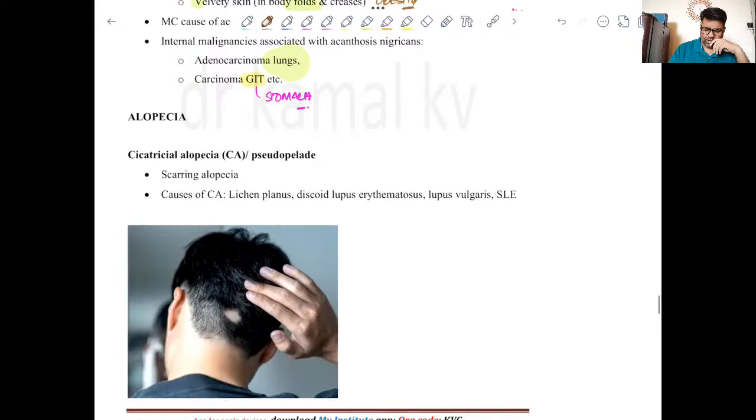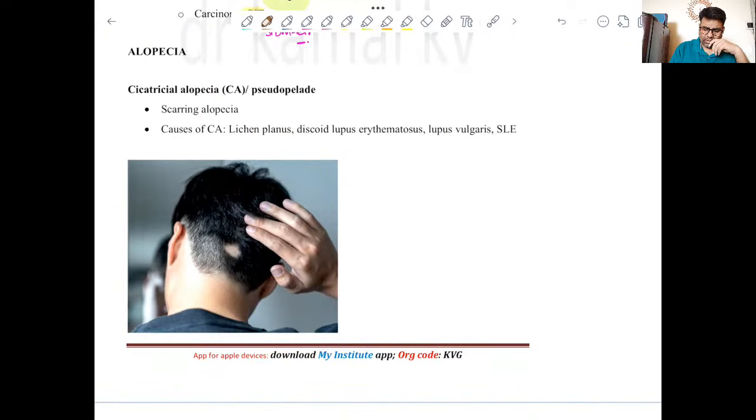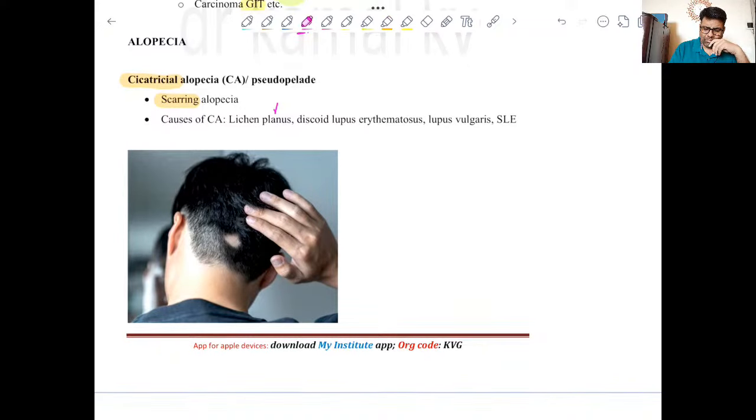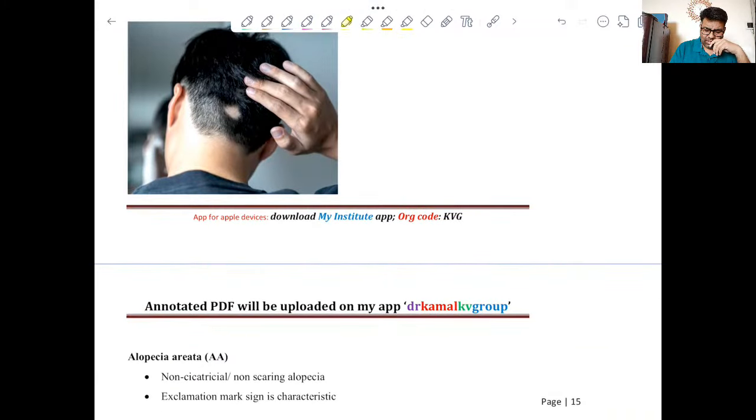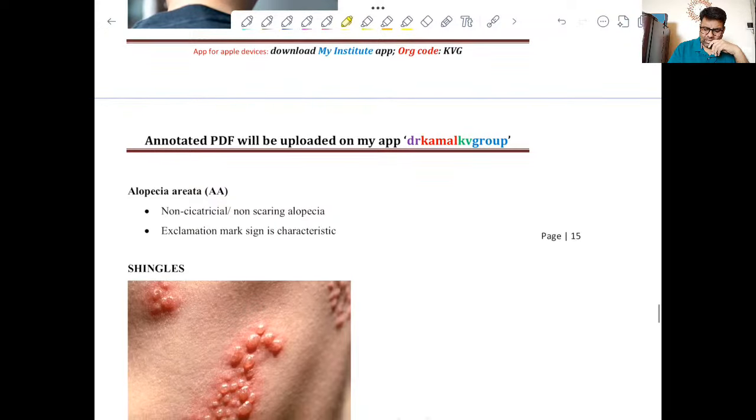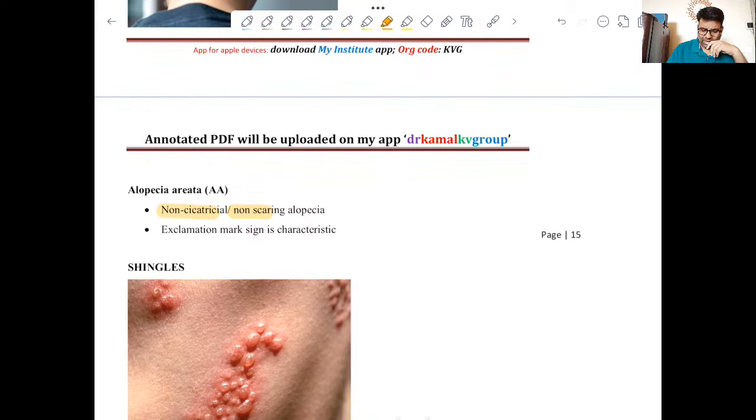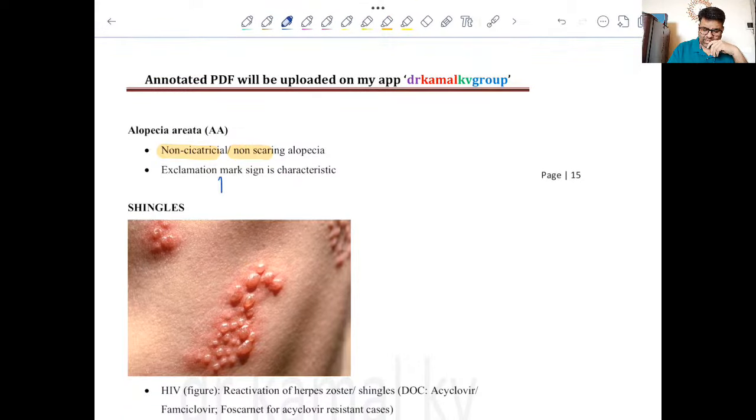Right, then moving forward to alopecia, which is loss of hair, and there are two classes. Either it can be scarring, which is known as cicatricial alopecia. It can be seen in lichen planus, DLE or lupus vulgaris, but most important is the alopecia areata, right? So you can see there is loss of hair at a localized site. So this is a localized area.